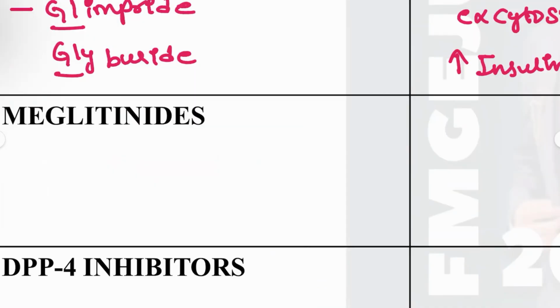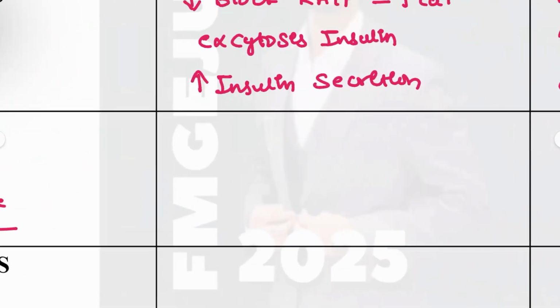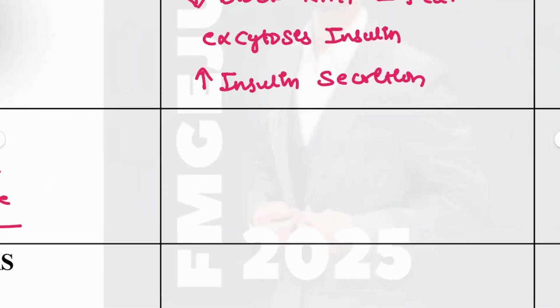Next, moving on to the meglitinides. The common drugs are nateglinide and repaglinide. The drugs which end with glinides are your meglitinides. What is the mechanism of action? Same as the sulfonylureas, it will block the potassium ATP channels, so it will increase insulin secretion.